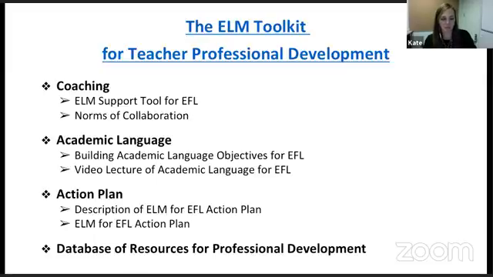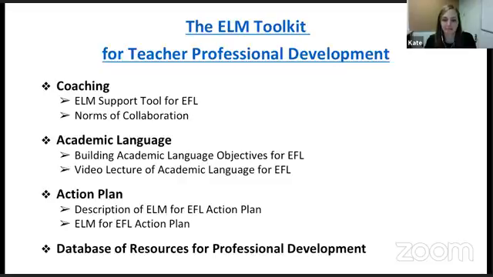We have a document called Building Academic Language Objectives for English as a Foreign Language. This is a step-by-step walkthrough about how to write an academic language objective. And that has an accompanying video lecture of academic language for English as a foreign language. So you can use the document as a roadmap, and you can use the lecture to walk you through it.